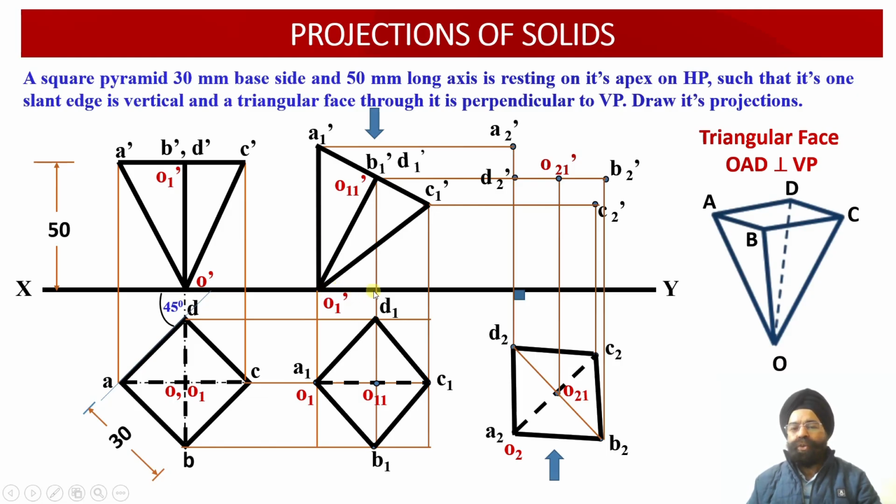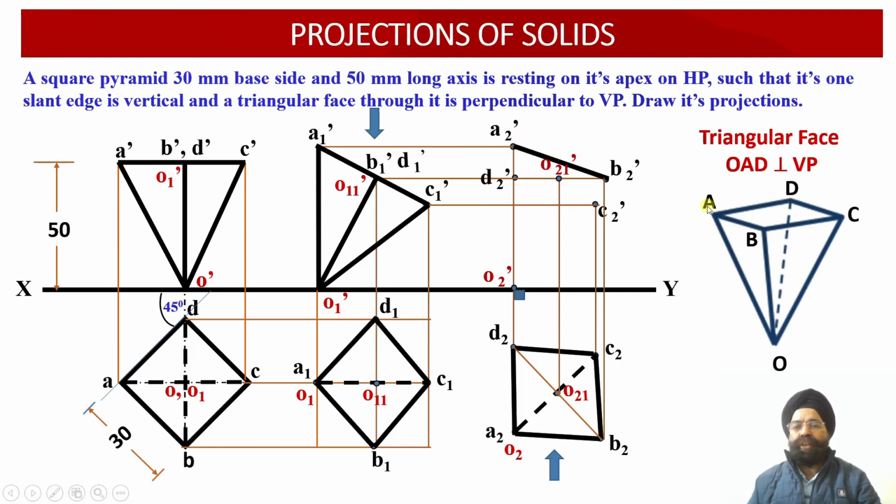So for this apex O1 dash point, once we draw a horizontal projector line through this point, wherever it intersects with the vertical projector line drawn through the point O2, this point will provide us with the location of the point O2 dash over here. Now 6 points we have already obtained. Now which edges we need to join?